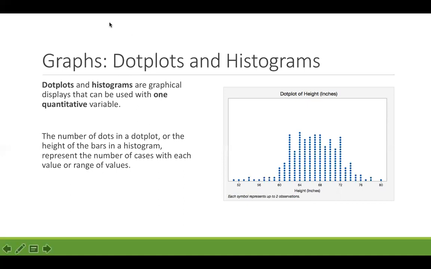Sorry, I apologize for the noise outside. A histogram has bars similar to a bar chart, while dot plots have dots. So each dot represents one case. So in this case, it shows height, and the height in inches obviously represents humans. So each case represents, in this case, one person. On a histogram, the higher a bar, the more cases there are for that certain category.